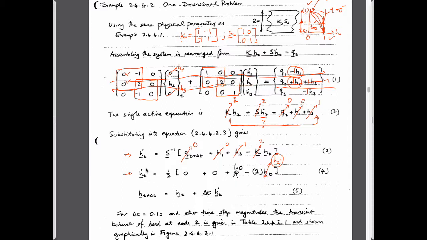We can calculate the magnitude of the time rate of change of head. Once we have the time rate of change of head, we have enough to be able to calculate from what the head was at node 2. These are the values at node 2 at the previous time. This is the updated value. So it's no more than that.